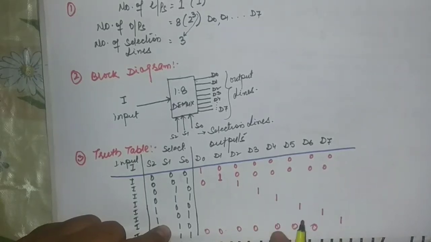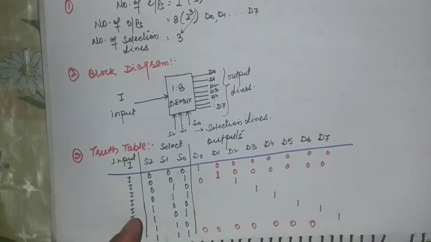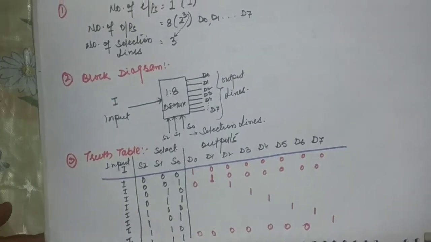1, 2, 3, 4, 5, 6, 7, 8. This way you can complete this truth table. Only zeros will be added to it.